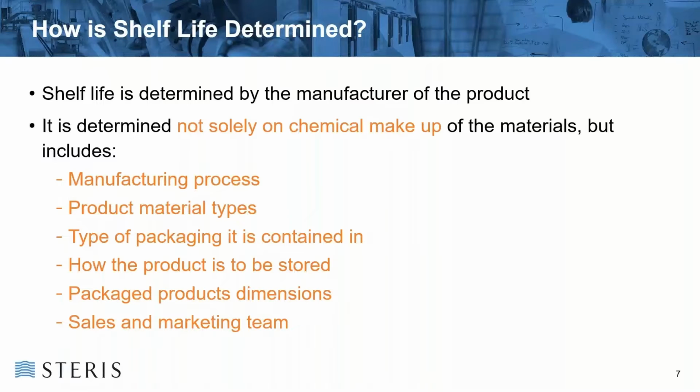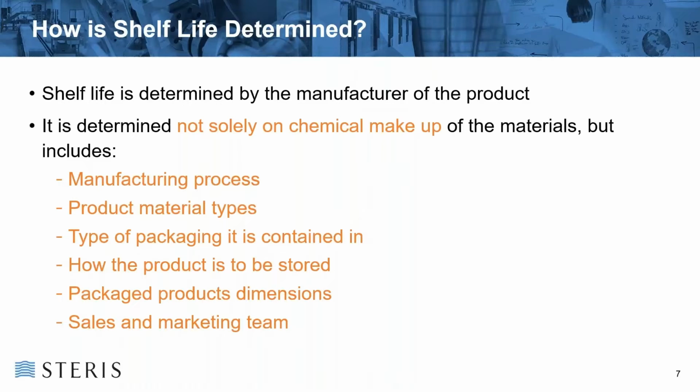Shelf life is actually determined not by the lab, not by a regulatory body, but by the manufacturer of the product. It's not solely the chemical makeup of the materials, but it also includes the manufacturing processes, the product material types, the packaging material types, and the packaging that it's contained in, how the product is to be stored. Basically, where is it going to be stored? Is it controlled conditions? Is it uncontrolled conditions? Or how is it being done?